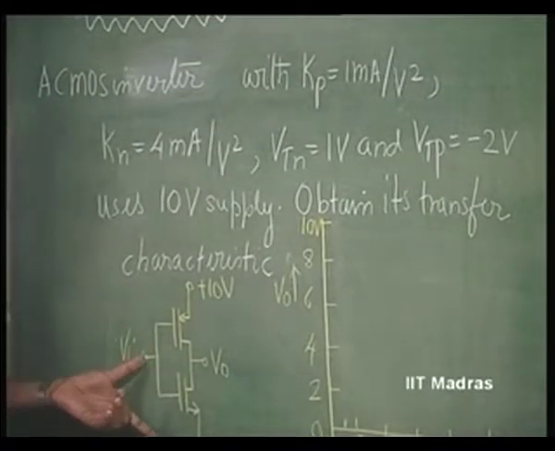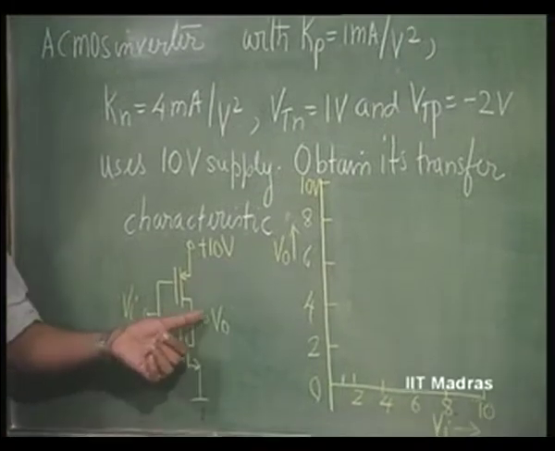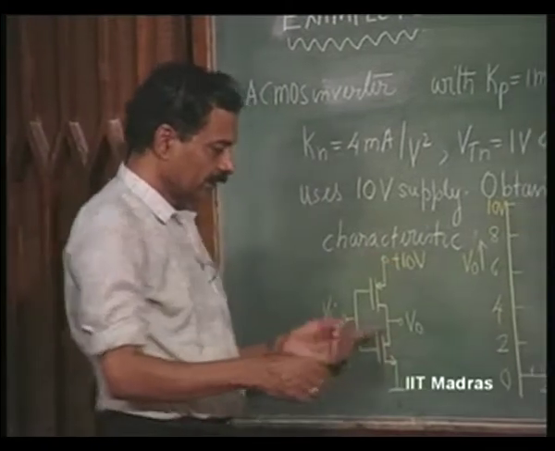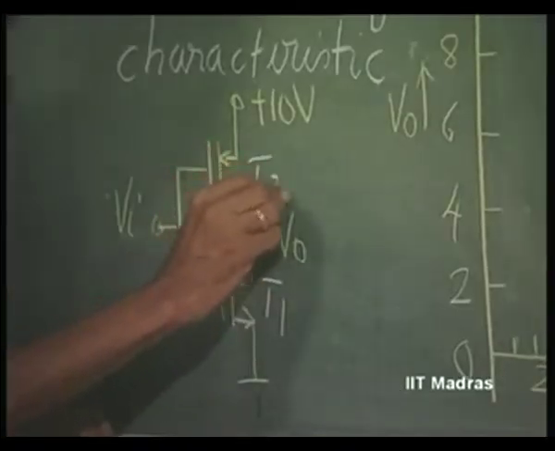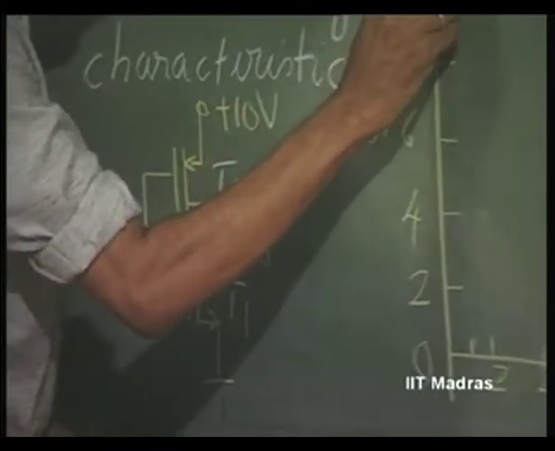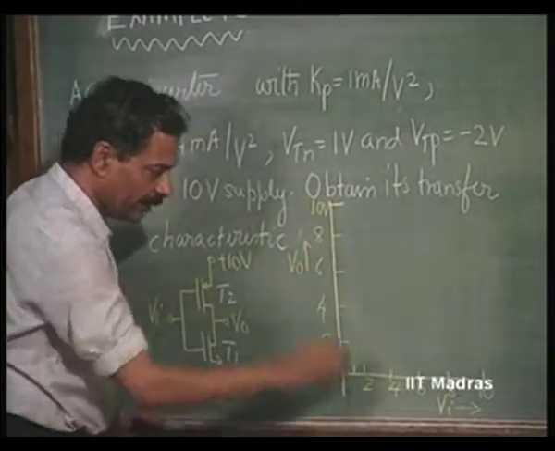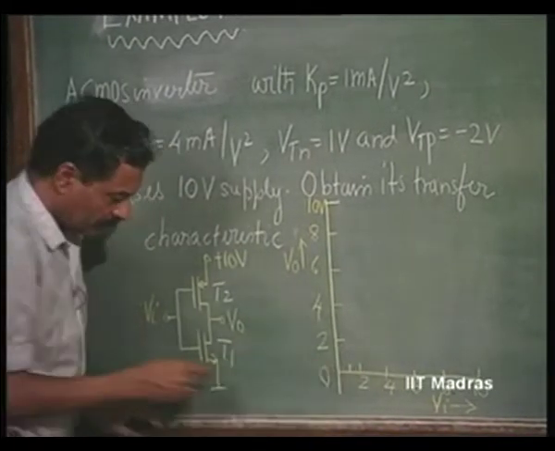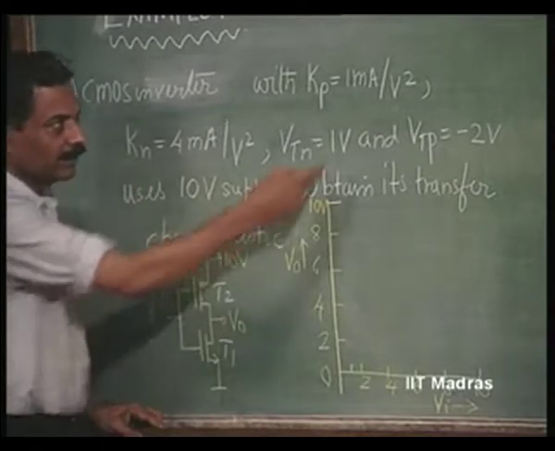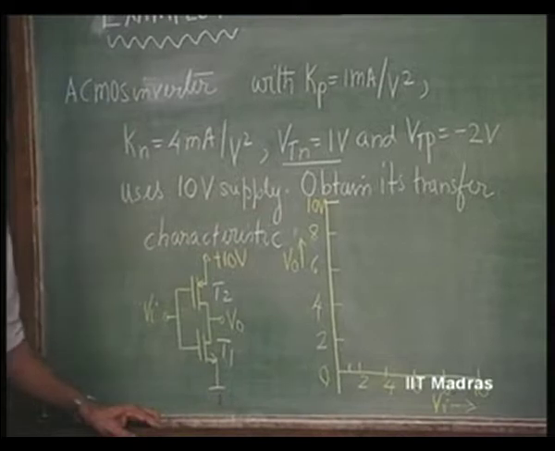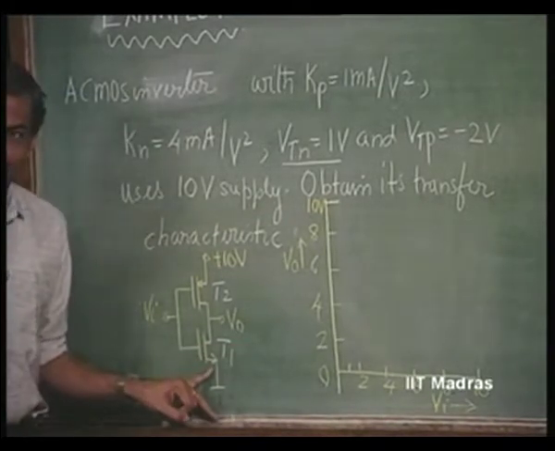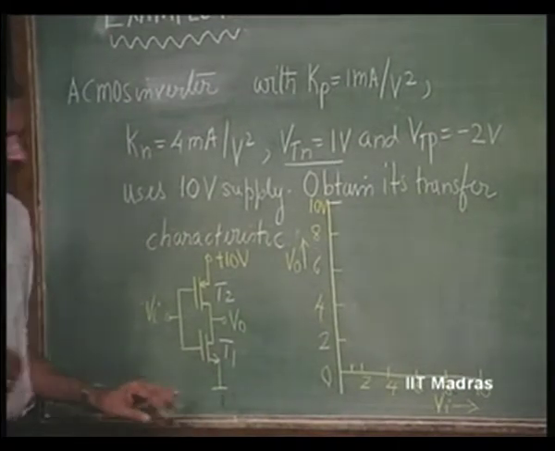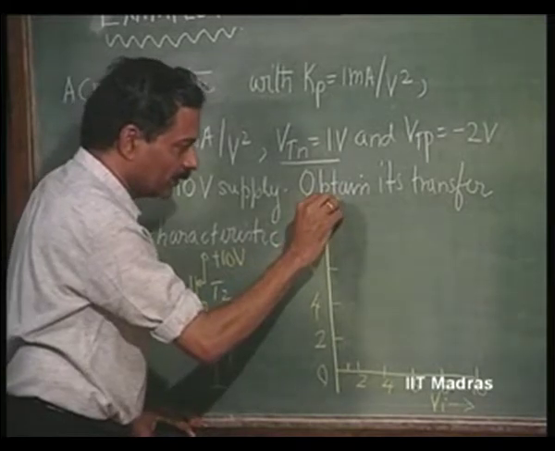First, this is the CMOS inverter. When Vi is 0, output is going to be at 10 volts. The transistor T1 is not conducting, so this is at 10 volts. This is going to remain at 10 volts up to Vi of 1 volt. That is, after that, this Vt is 1 volt. After that, this transistor starts conducting. It will come into the current saturation region. So, T1 is off up to this point.